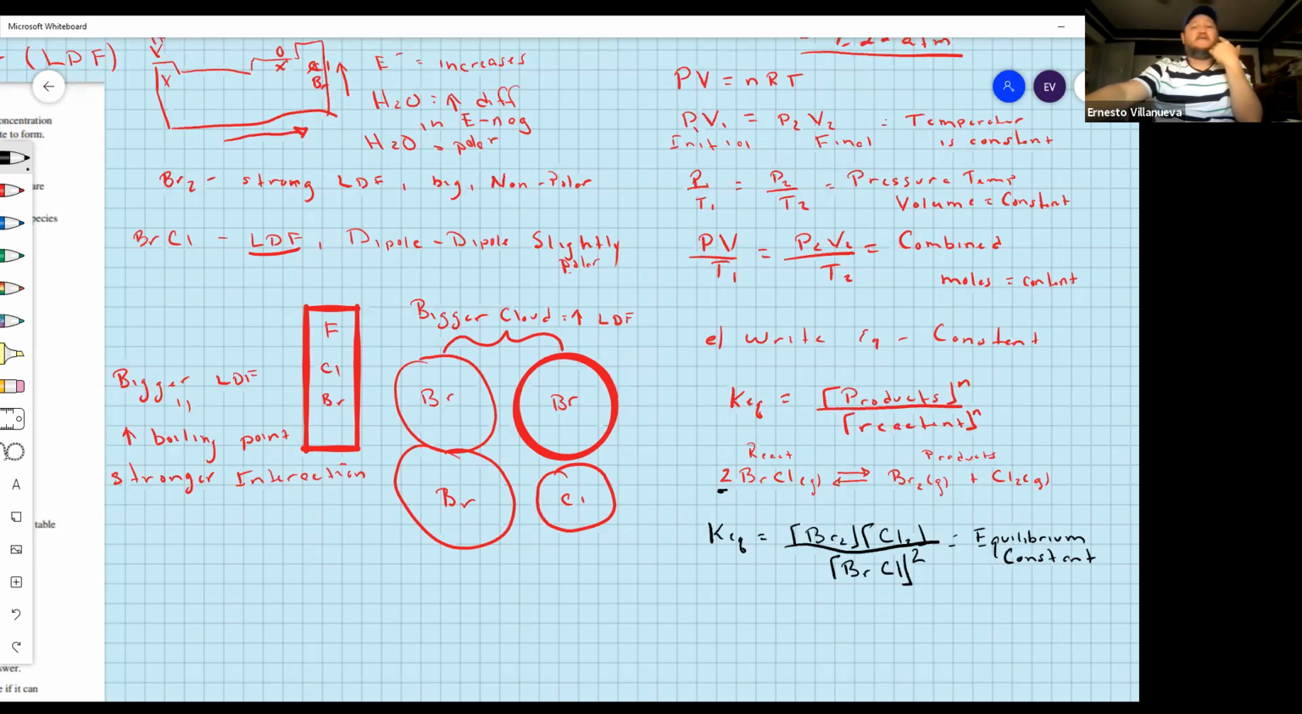Okay, F. After the system has reached equilibrium, 42% of the original bromine monochloride sample has decomposed. Determine the value of the equilibrium constant for the decomposition reaction of BrCl or bromine monochloride at 298 degrees Kelvin.